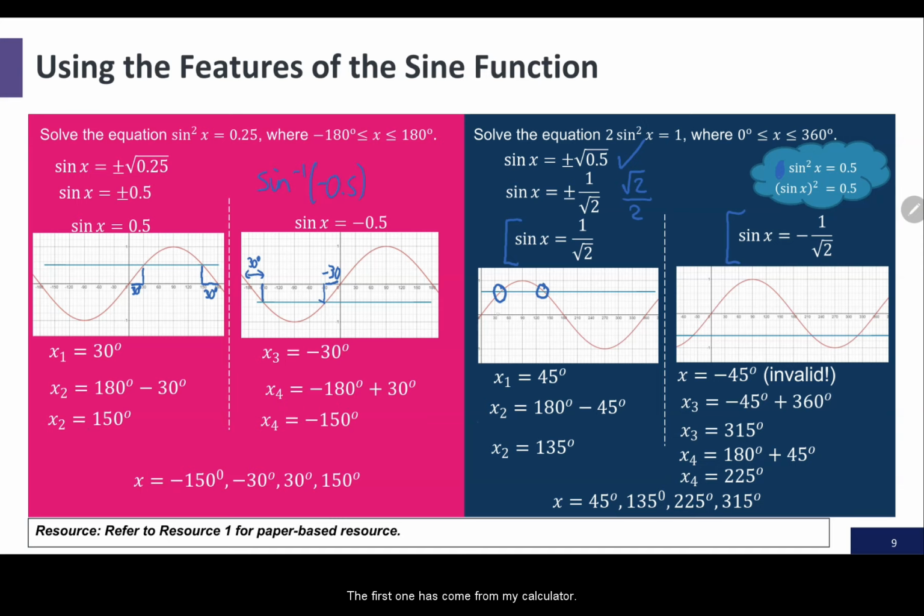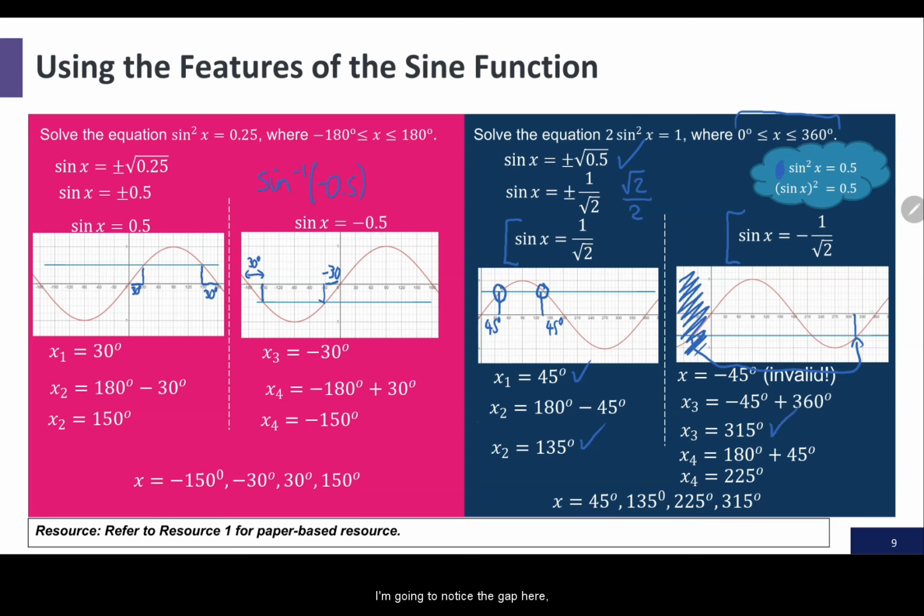The first one has come from my calculator, so that's 45 degrees. This one here is going to be 180 subtract 45 degrees, which gives me both of those two solutions there. The next one, between 0 and 360, so this bit here is disregarded. My calculator gives me the minus 45, but that is not within the region.